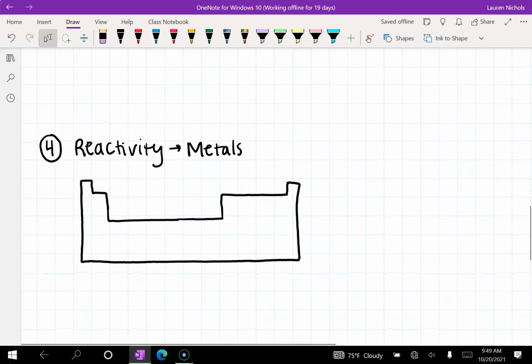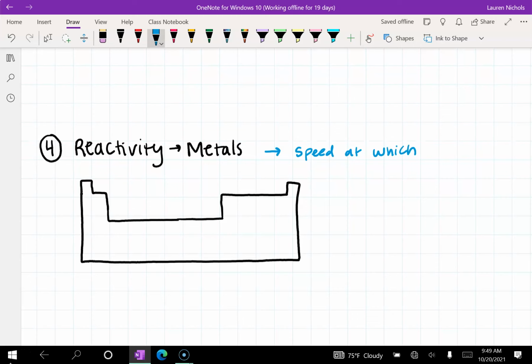Now, if we look at reactivity, reactivity in my mind, of metals specifically, is going to be the speed at which the metals lose valence electrons.